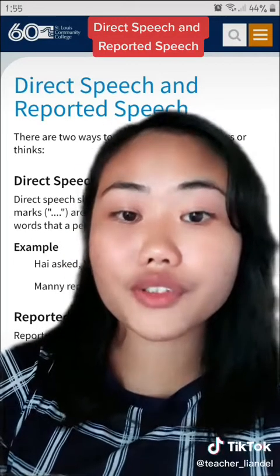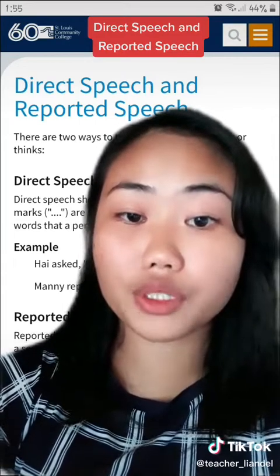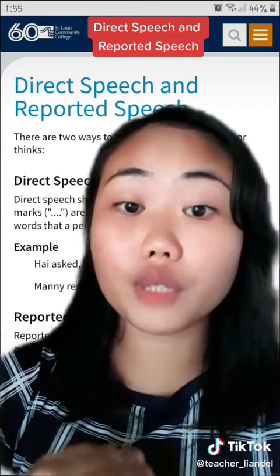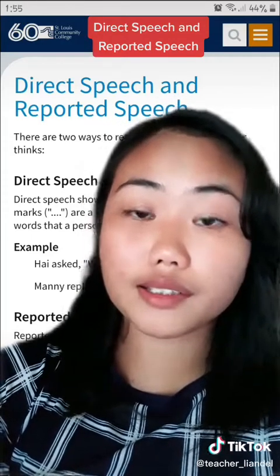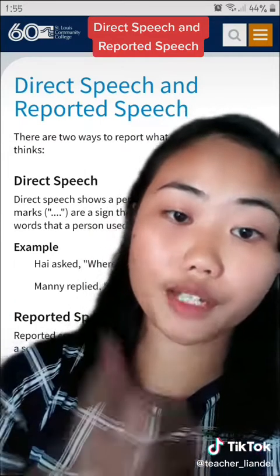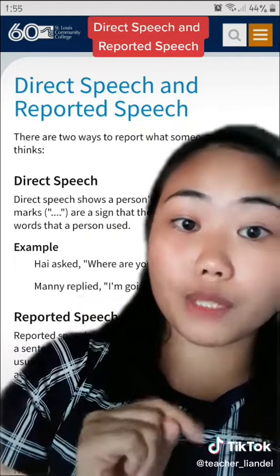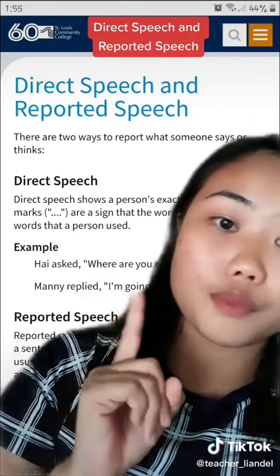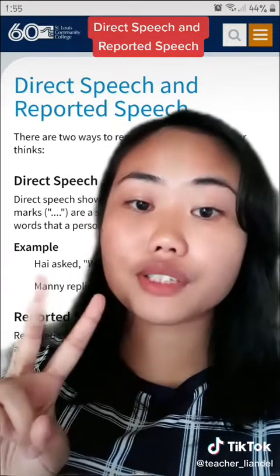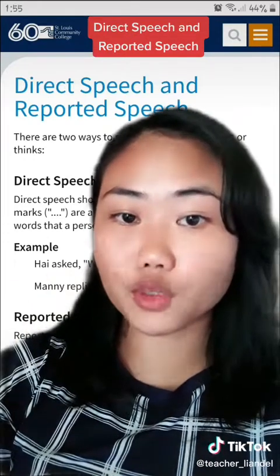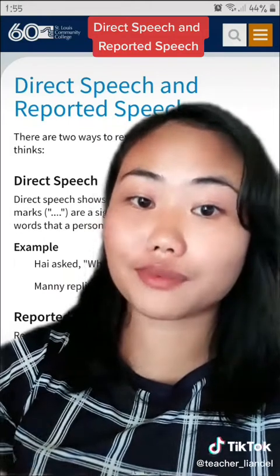So there are certain rules to follow in changing or transforming a direct speech to a reported speech in terms of the pronoun use and the verb tense. Also, you must take note that in direct speech and reported speech, we have two verbs actually. We have there the first verb, replied, that's your reporting verb, and I'm going is your reported verb. Part 2 of this video will be the rules that we have to follow in changing direct speech to a reported speech.